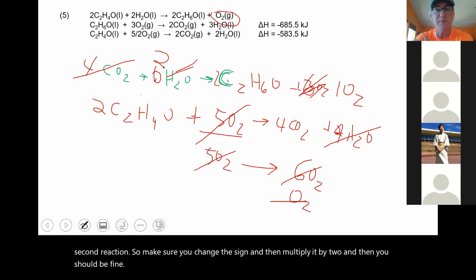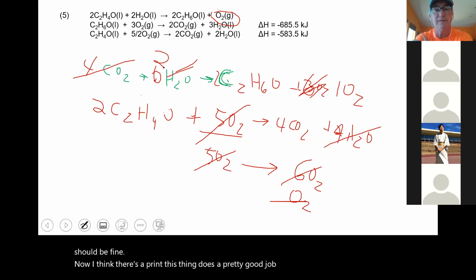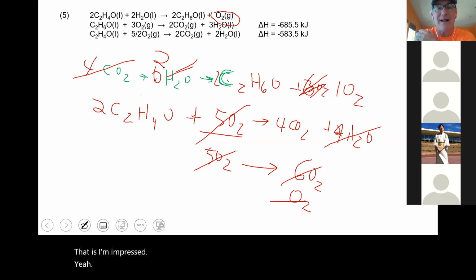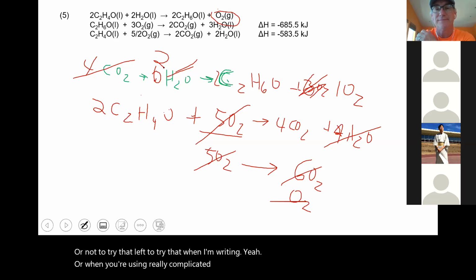Yeah, this thing does a pretty good job of. Can everyone see the subtitles at the bottom? Yeah. I was realizing that it's recording your voice pretty accurately in real time too. I'm impressed. It really does record. I'll have to try that when I'm writing. Yeah. Or when you're using really complicated chemistry, it might get confused.